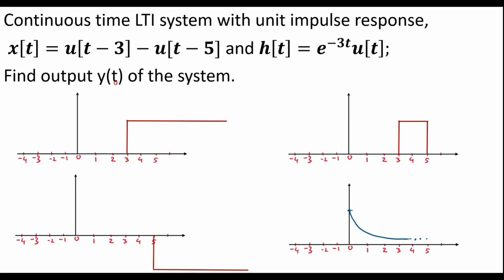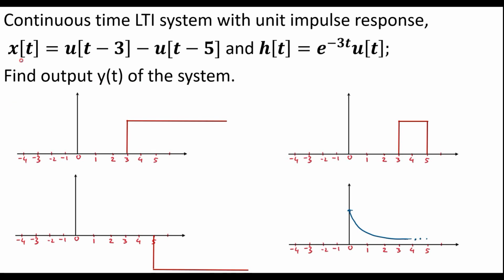Consider one example on convolution integral. Continuous time LTI system with unit impulse response h of t, and input x of t is equal to u of t minus 3 minus u of t minus 5, and h of t is equal to e power minus 3t u of t. Find output y of t of the system.